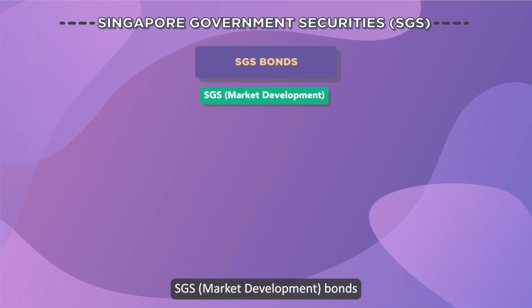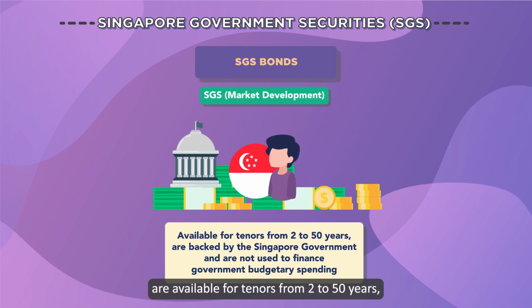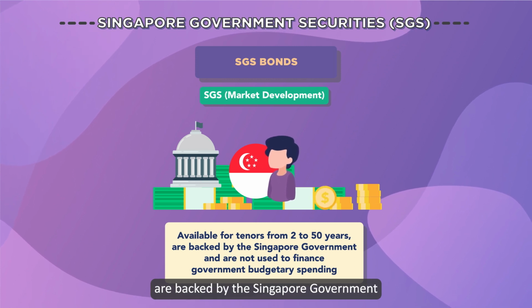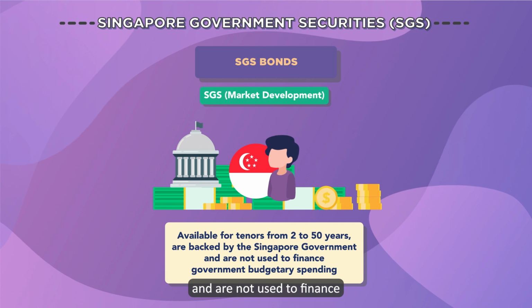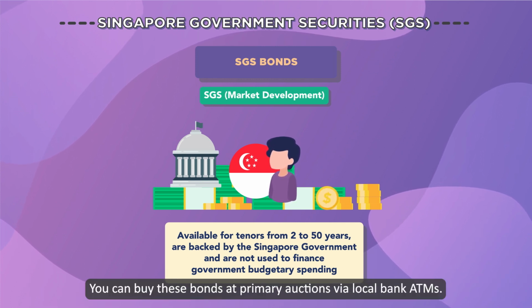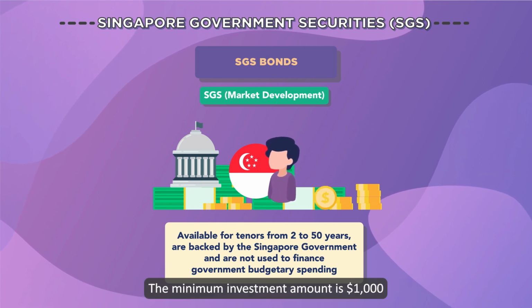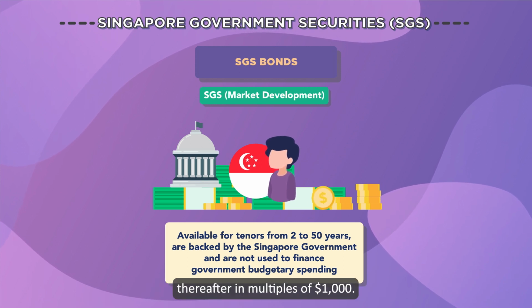SGS Market Development Bonds are available for tenors from 2 to 50 years, are backed by the Singapore government, and are not used to finance government budgetary spending. You can buy these bonds at primary auctions via local bank ATMs. The minimum investment amount is $1,000. Thereafter, in multiples of $1,000.